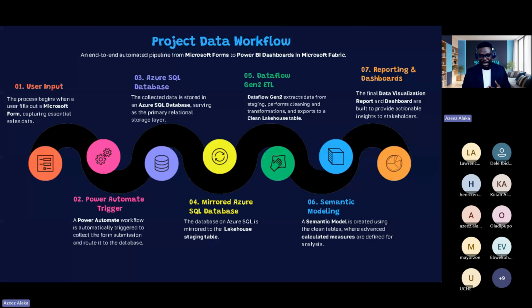In our case, we already have our data collected from the form and populated into the database. Now, we don't need to collect the data again from the database to our lakehouse. So we made use of a mirrored Azure database. What does that mean? It means whenever there is any update on the database, it is automatically replicated on our lakehouse. The lakehouse is the main storage where we store everything in Microsoft Fabric, where everything can be connected. So we make use of the mirrored Azure SQL database.